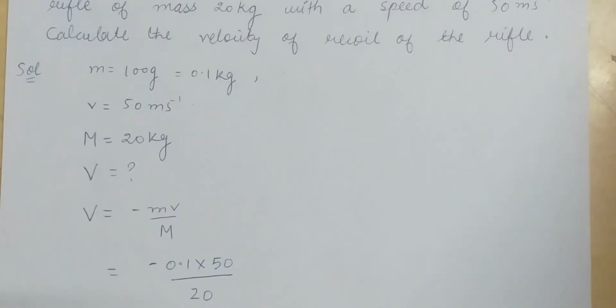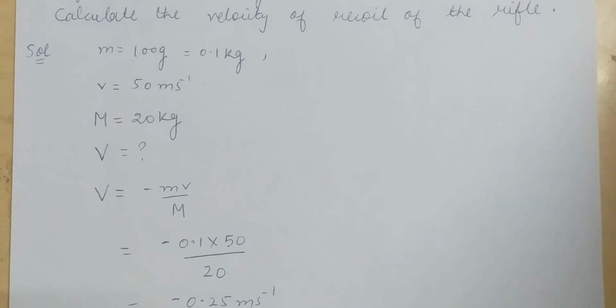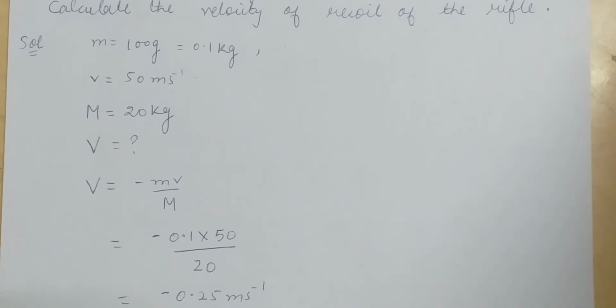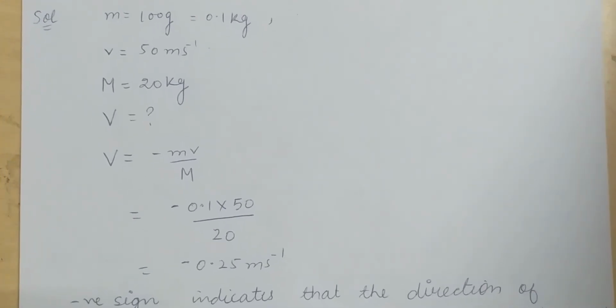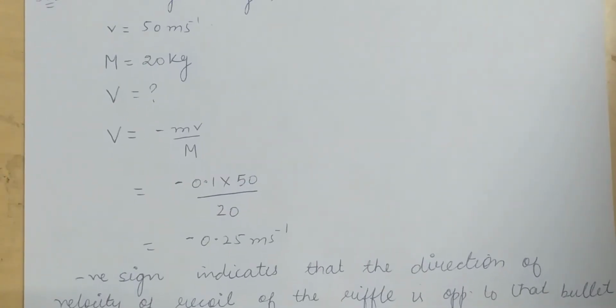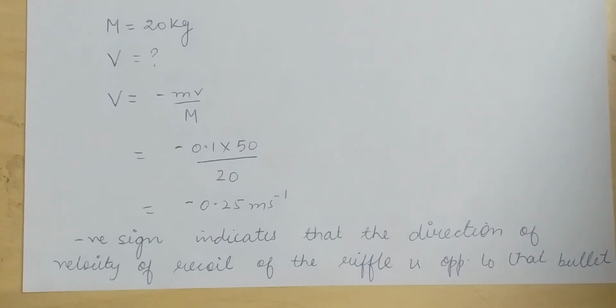So this is the formula: V equal to minus mv by M, we can write minus 0.1 into 50 upon 20. So the velocity is minus 0.25 meter per second. Negative sign indicates that the direction of the velocity of the recoil of the rifle is opposite to that of the bullet.